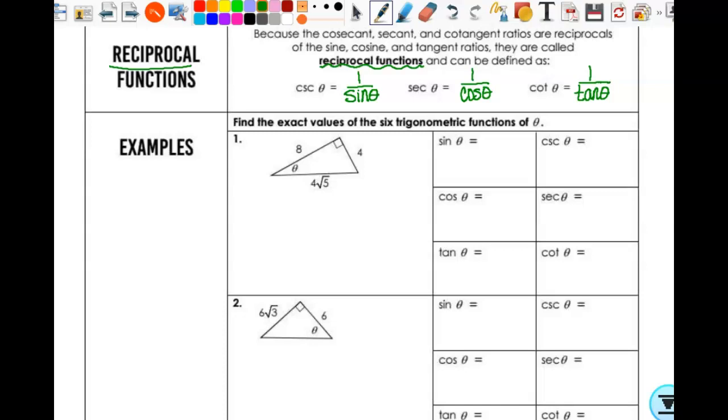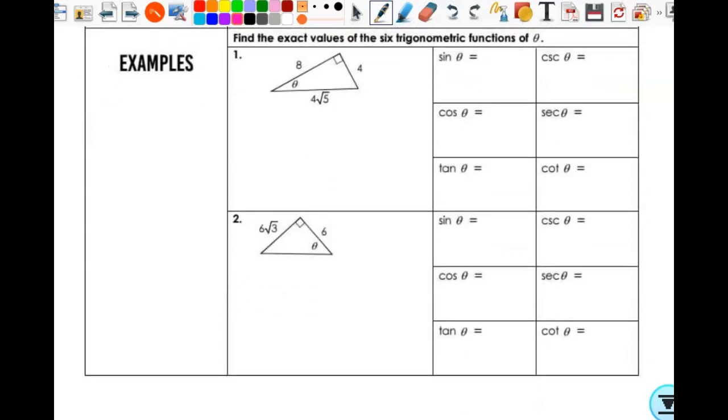All right, so right now we are only finding ratios. That's all we're going to do. We'll talk about why we care about them once we can find them correctly. It says to find the exact values of all 6 trigonometric functions of theta. So here's theta, mark my angle. Across from theta is the opposite side. Across from the right angle is the hypotenuse. The other one's the adjacent.